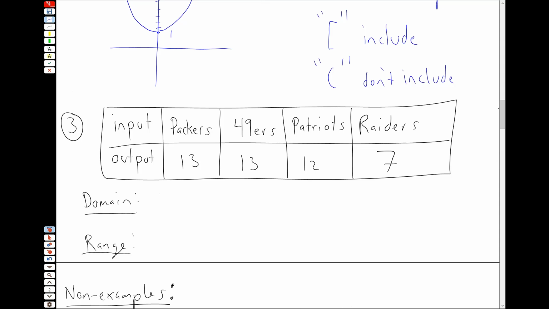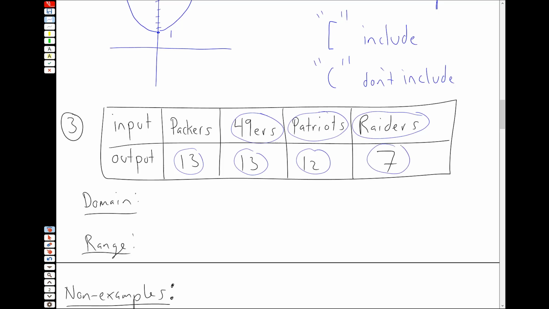a season. Now, if you guys are up on your NFL things, this is actually the 2019 season. So in this case, we have the Packers being sent to the number 13 because the Packers won 13 games last season. The 49ers are going to 13. Patriots only won 12 games. And then poor Raiders here only won 7 games.